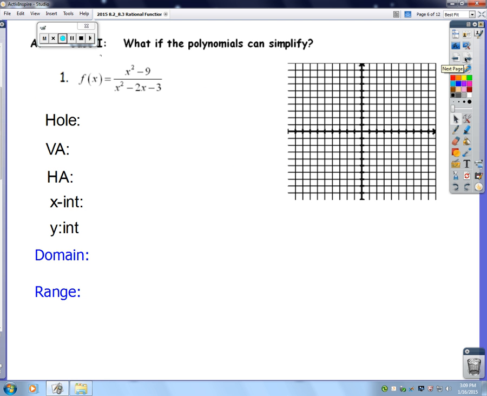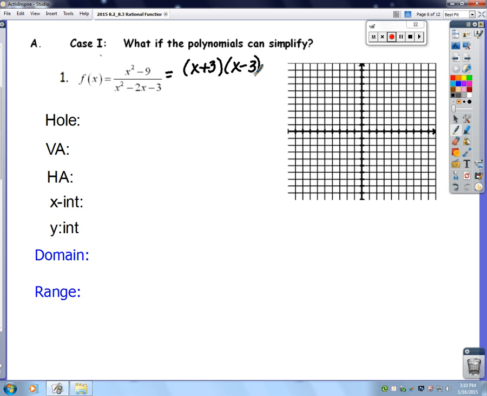Let's look at our first example. We want to graph this rational function. So we're going to have different cases that we need to look at. Alright, so we're going to ask, what if the polynomials can be simplified? So let's do that. Let's factor the numerator. That's a difference of squares, so we're going to get x plus 3, x minus 3 over, alright, what multiplies to give you negative 3 but has a sum of negative 2? So negative 3 and positive 1. So x minus 3, x plus 1.